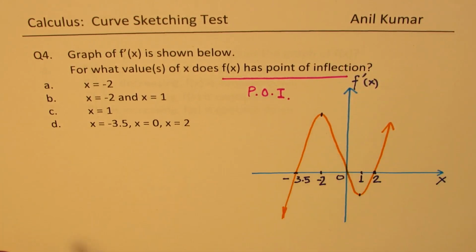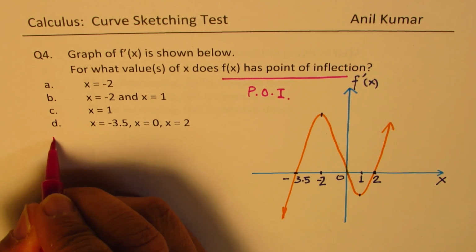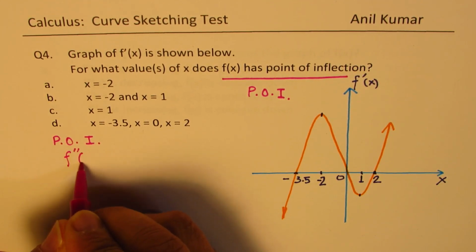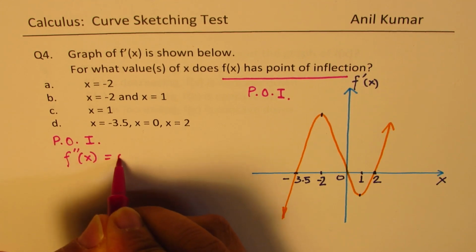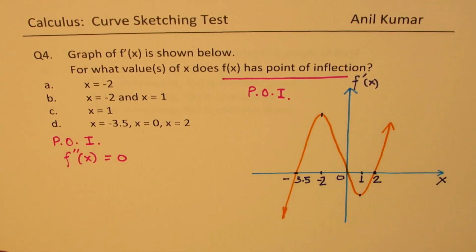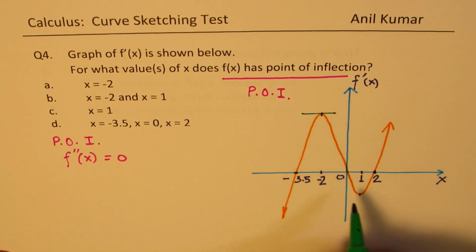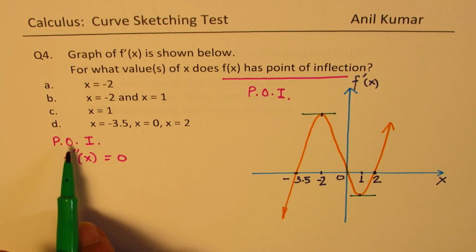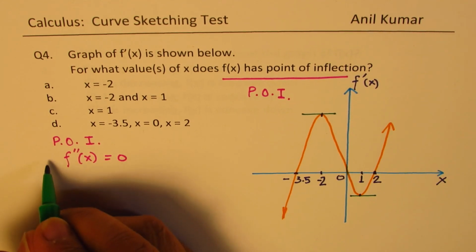Okay, so when do you get point of inflection? For point of inflection, what is important? The second derivative should be equal to 0. This is the first thing. So we are looking at these 2 points, right? For the derivative, these 2 points are where the second derivative is 0. So at these points, we have a possibility of a point of inflection. This is one condition, right?